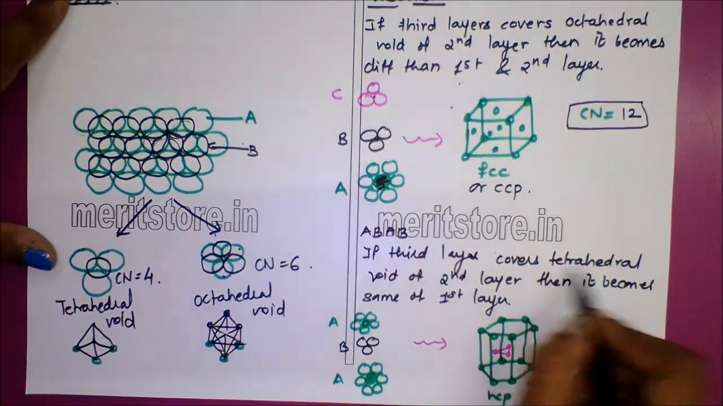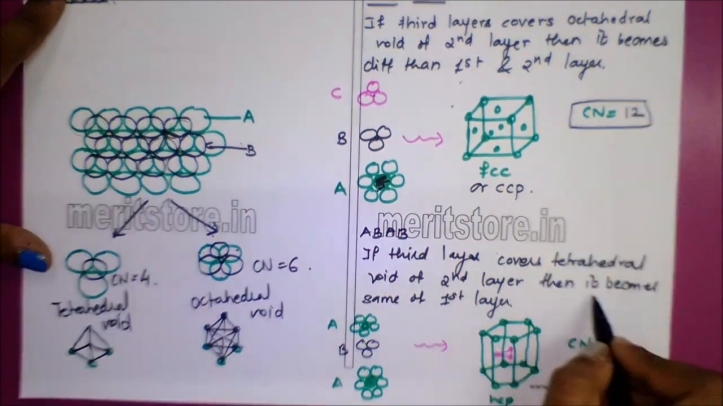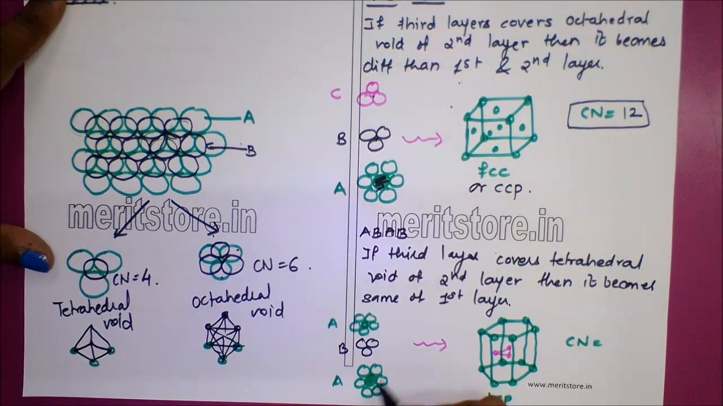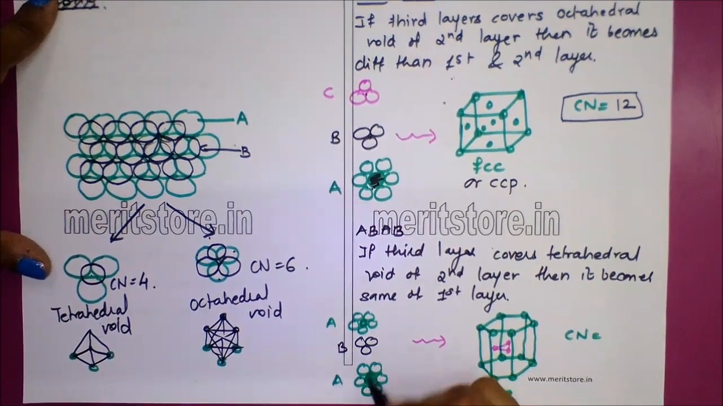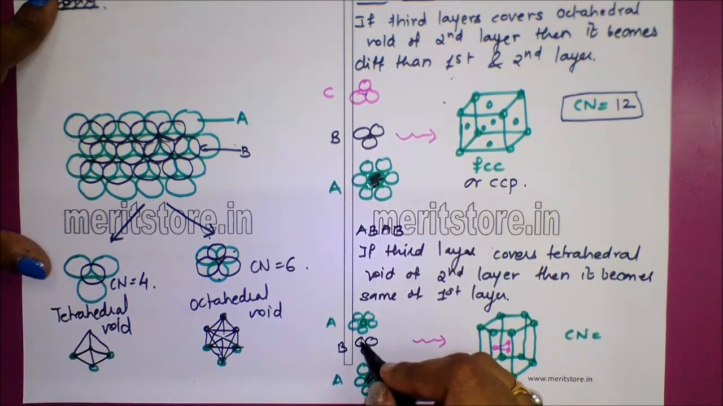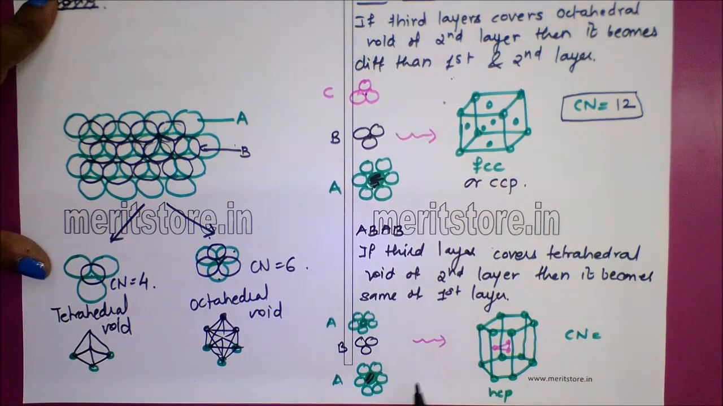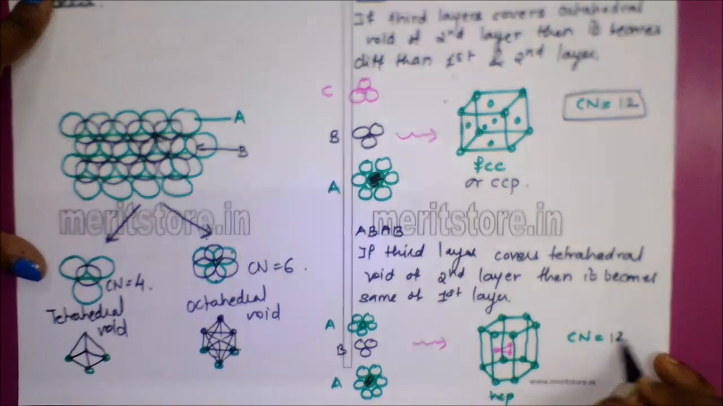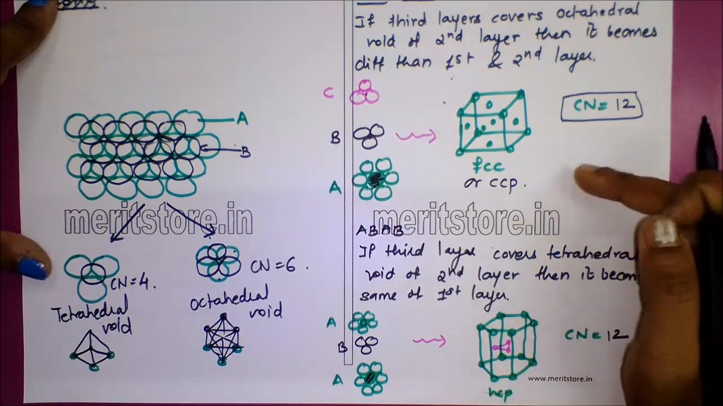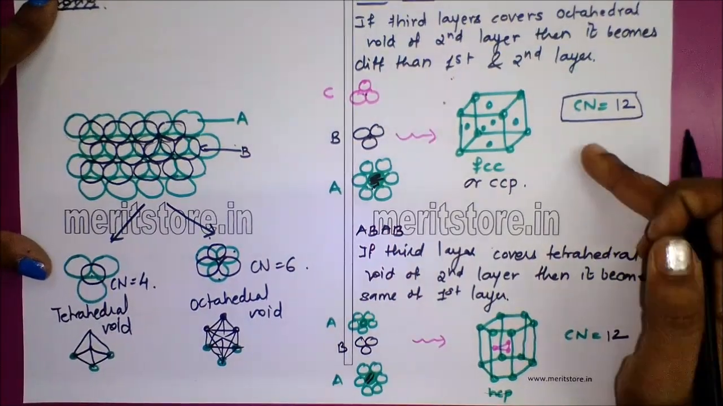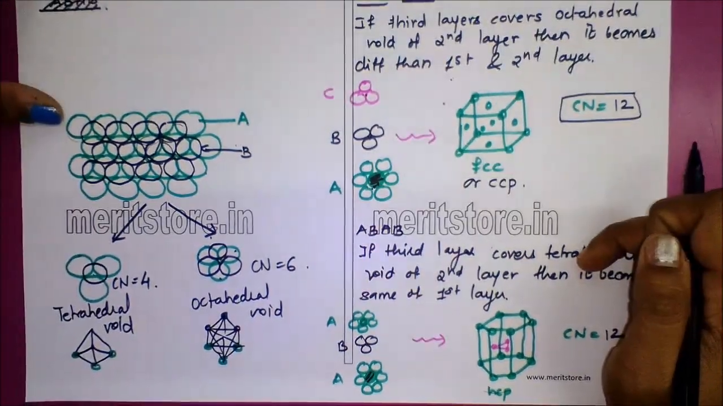Also, if the 3rd layer covers the tetrahedral voids of the 2nd layer, for example, if you have an A layer where we have the B layer and A layer making the tetrahedral void with each other, even the B is making the tetrahedral void with the 3rd layer also. So the 1st and the 3rd layer become similar. So we call this ABA packing. This gives rise to a HCP structure. Again, the coordination number becomes 12. So in case of FCC and HCP, both have the coordination number 12.